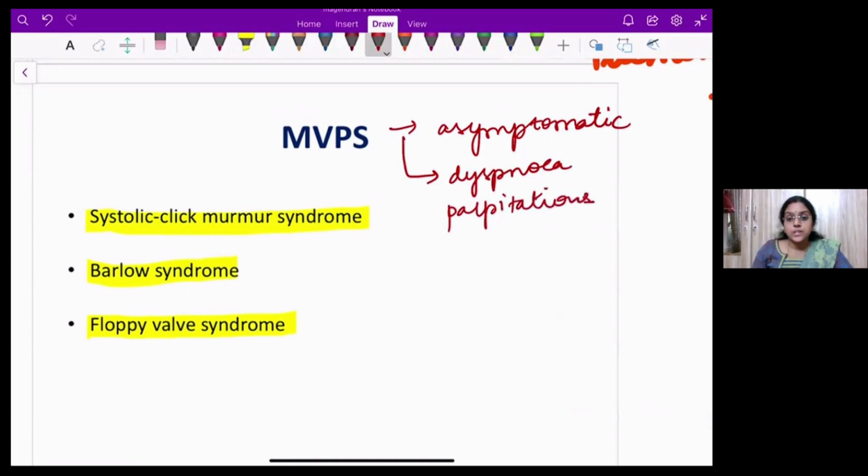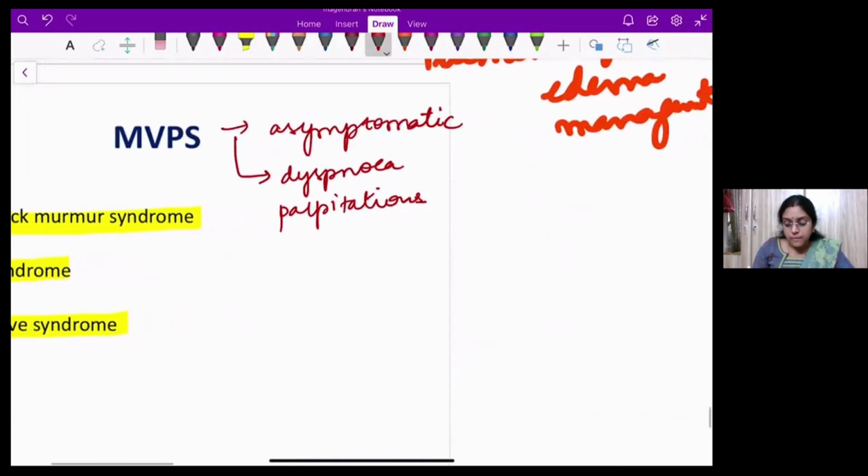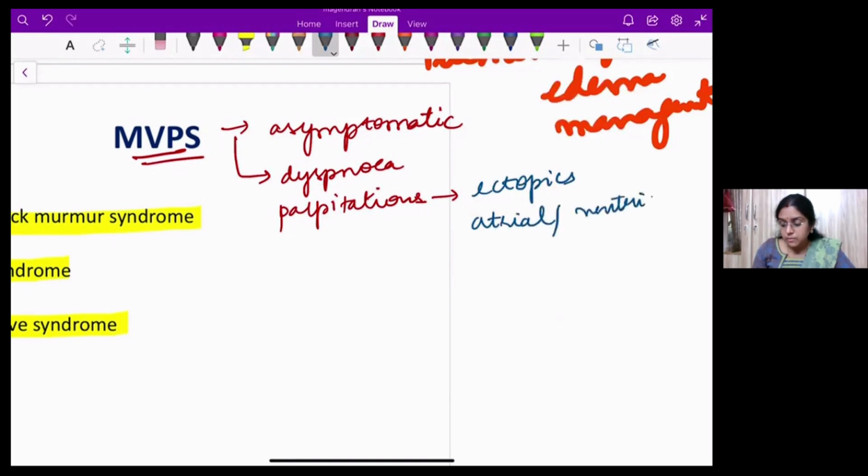Why do we say palpitations? These patients with MVPS are very, very prone to develop premature complexes or ectopics. It can be atrial ectopics or ventricular ectopics. These patients are very much prone to develop ectopics, so they will have palpitations. Okay, atrial or ventricular, they will have palpitations, and they can also present with dyspnea.